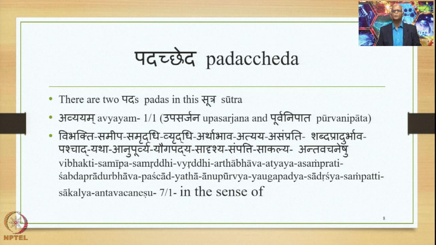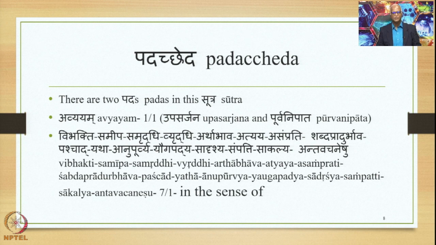So there are two padas, avyayam. This pada is in prathama vibhakti, and the result is that it becomes an upasarjana because of the sutra prathama nirdishtam samasa upasarjanam, and then by the sutra upasarjanam purvam, there is purva nipata of avyaya. So in the avyayibhava samasa, avyaya occupies the initial position of the samasa.